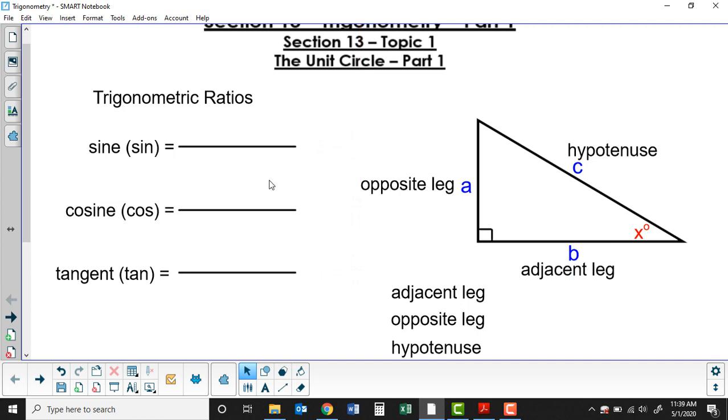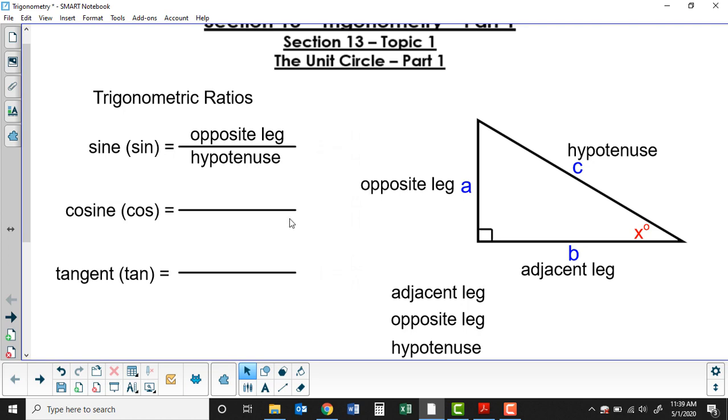Now, if we were going to do a sine ratio, this is the stuff that you kind of just have to memorize. What the sine ratio is, it's the opposite leg over the hypotenuse.